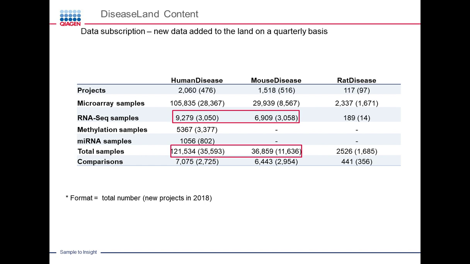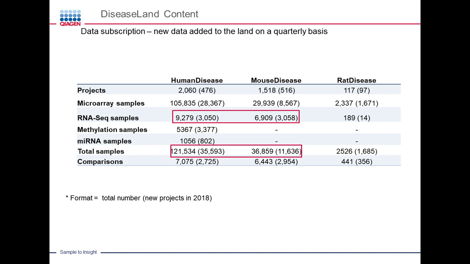Again, emphasizing the concept that this is a data subscription. In addition to content, we increase the types of data which are built into the LAND, generally upon customer request, dependent upon what kinds of queries our customers are interested in. The primary data type has long been microarray, although we are increasing, of course, the RNA-seq, and we're building in new data types such as the microRNA samples, which are a new data type in the human disease database.